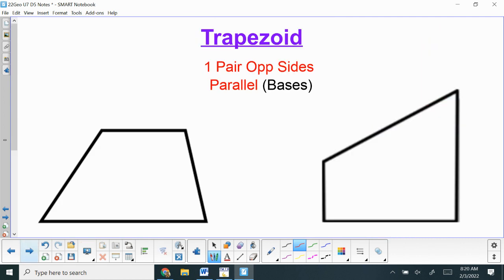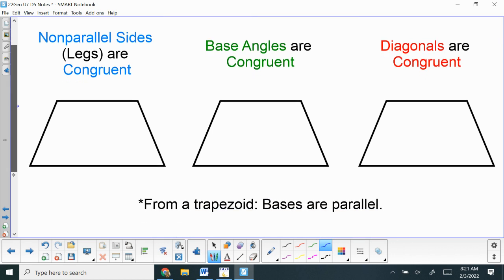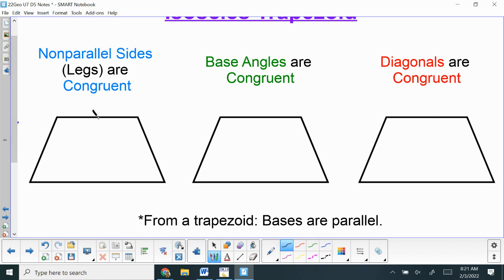So a trapezoid has one pair of opposite sides parallel. That's the definition and the only property. Those represent the parallel, and if it's turned on its side, those would be parallel. Then the properties of an isosceles trapezoid are that the non-parallel sides are congruent. From a trapezoid, the bases are parallel, so we'll just do that for all of them. Right now they're only trapezoids, but we have to add these extra ones to make it an isosceles trapezoid. So the non-parallel sides are congruent. Base angles are congruent. And the diagonals are congruent.